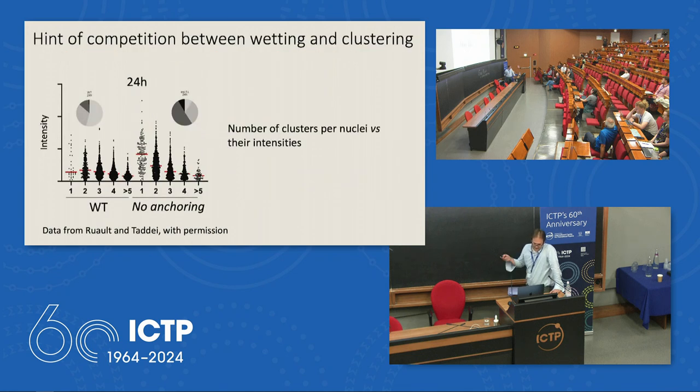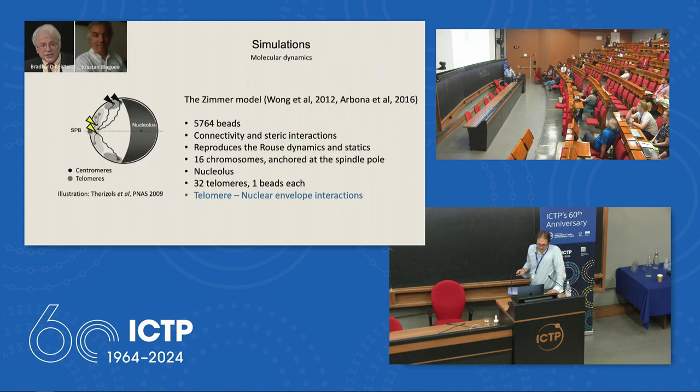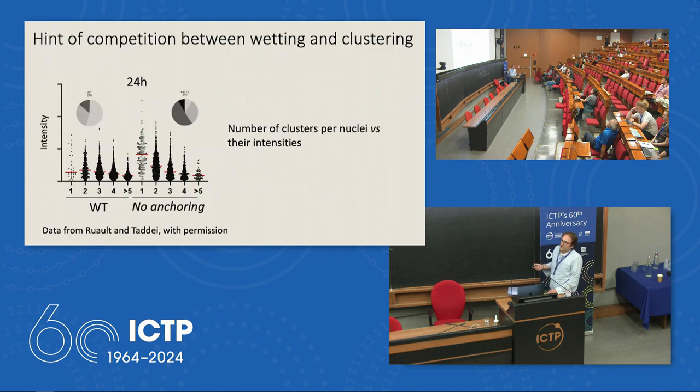And as you can see in this highly quantitative microscopy data, where there are hundreds of single cells, we measure the intensity of clusters and the number of clusters, and where there is no anchoring, you have far fewer clusters, and they are bigger. So it is an interesting, complex problem.